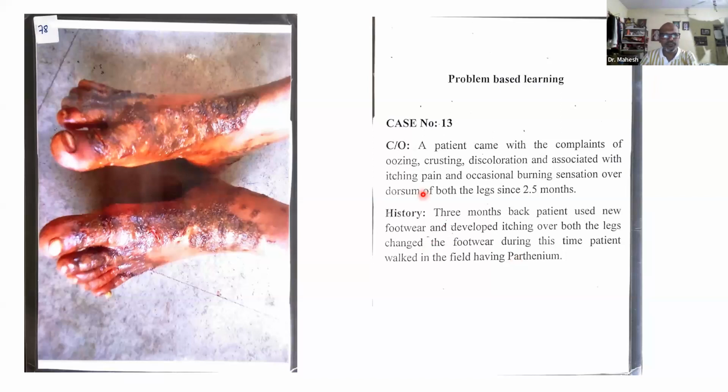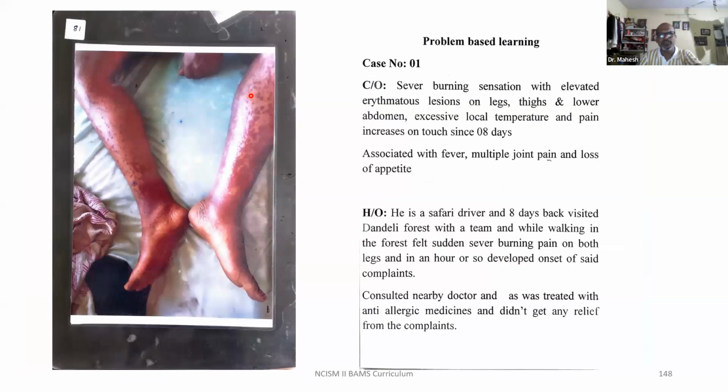Like the patient that I have shown. This is because I have scanned them, that is why this color and all. Otherwise, the photos are like what I have shown in the PowerPoint. Severe burning sensation with elevated erythematous lesions. Like this, explanation will be there. History will be there. Based on that, you will be framing your questions. You will be framing your own things for teaching, how best you can use them, right?